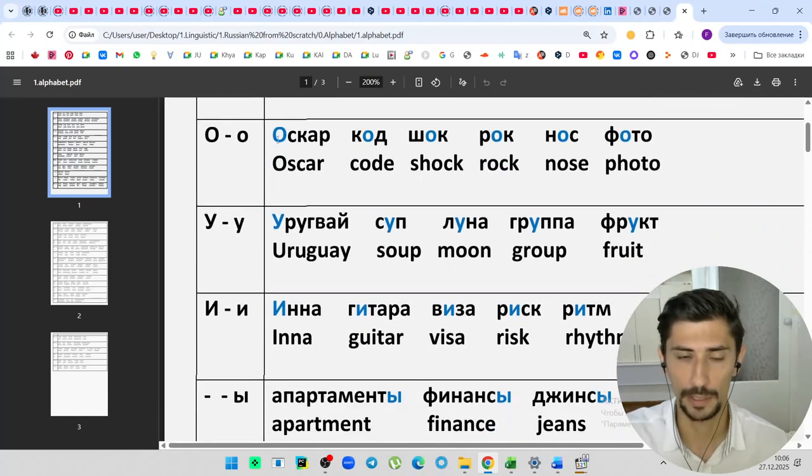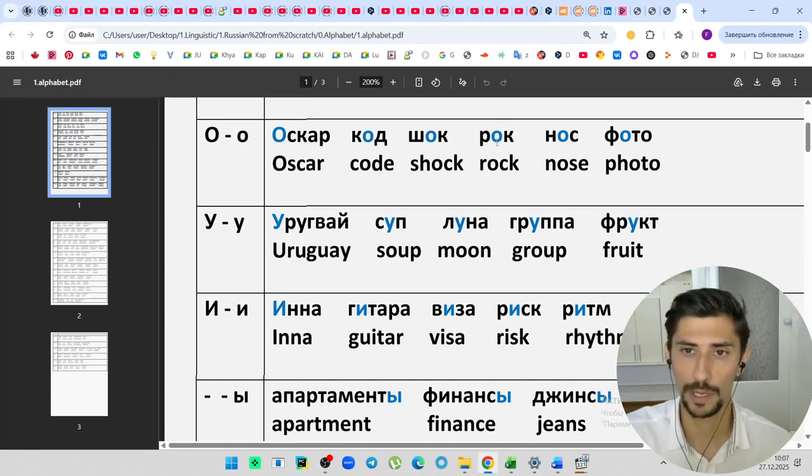Next example is the letter O. The first one is a masculine name, Oscar. In the next example, the last letter is D. So together it would be code. This word starts with the letter sh. Shock. Next example, rock. It doesn't mean a stone, it only means the genre of music, like rock musica, rock music.